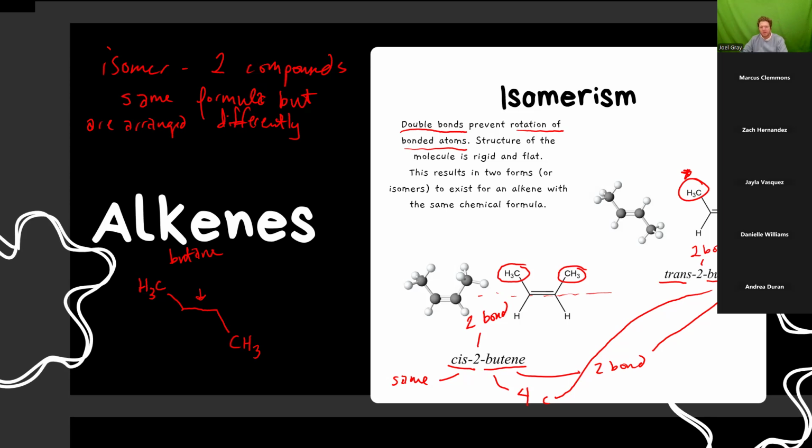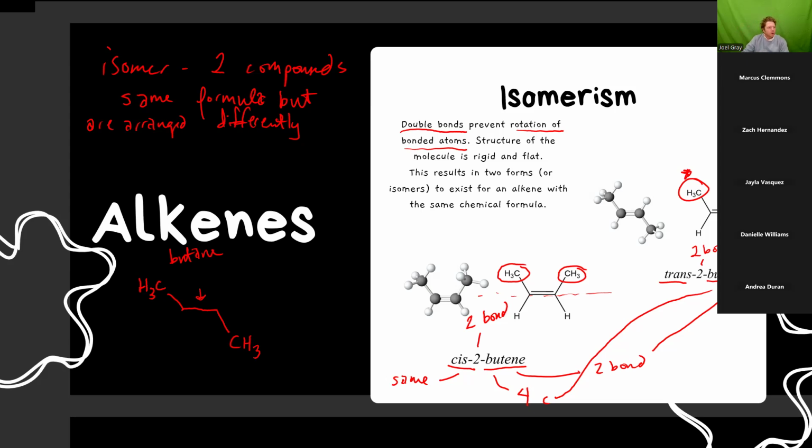So when we think about double, that's another great question. With a triple bond, you have even less rotation. And so yeah, no rotation there. And there's no quadruple bonds. So yeah, doubles and triples have less flexibility and less rotation.